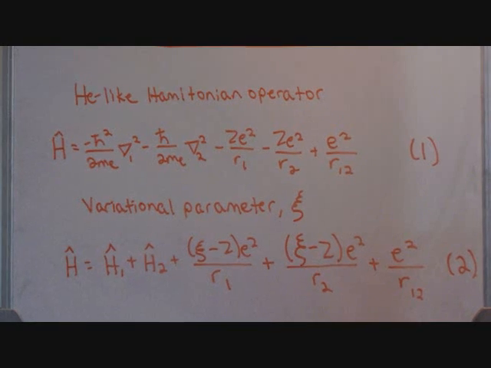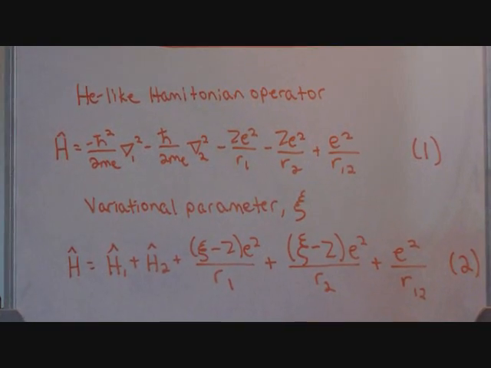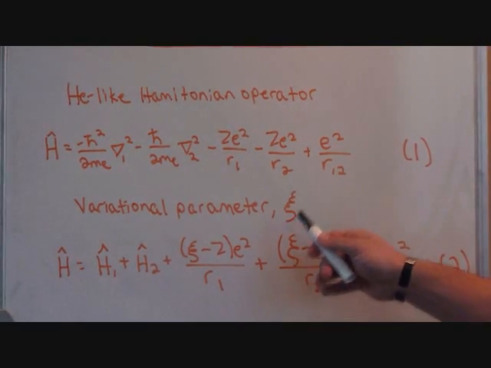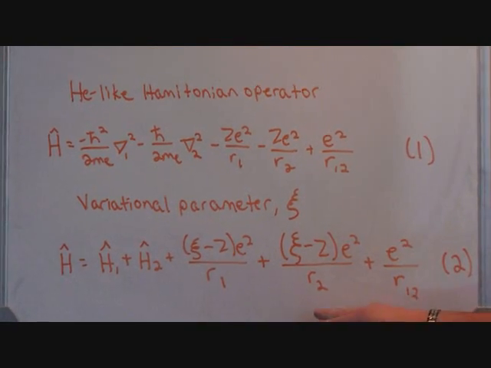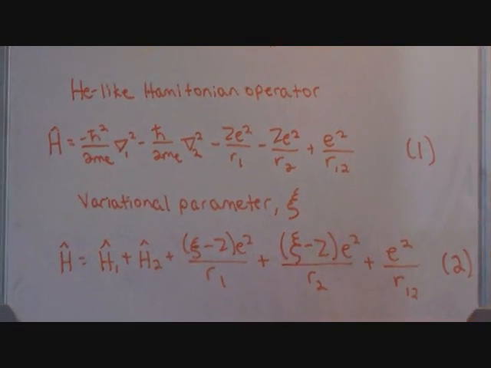The Hamiltonian operator for our helium-like atom is represented here in equation 1. In order to find the ground state energy, we have to introduce our variational parameter here, and equation 1 can be rewritten as equation 2 with our variational parameter.